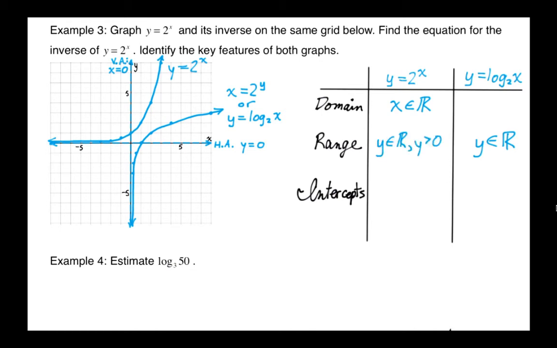The range of the original y equals 2 to the x is y is real, but y has to be greater than 0. Similarly, with the logarithm function, it's x greater than 0. So there's a restricted domain here. The intercepts are (0, 1) for the original function, and of course (1, 0) for the inverse. And that pretty much covers it.